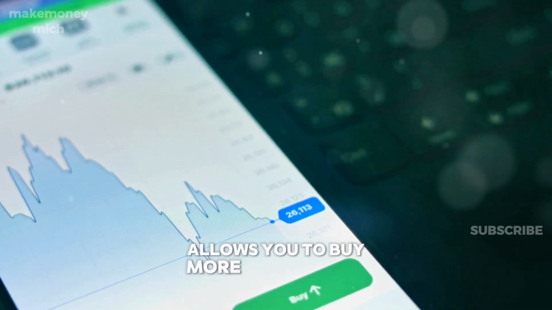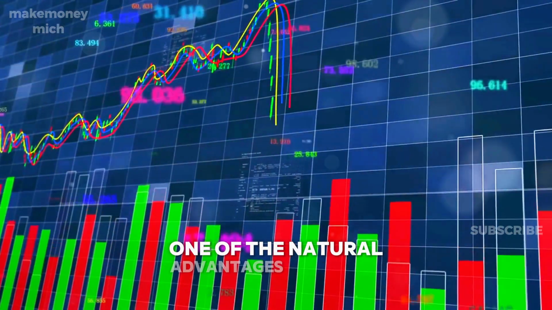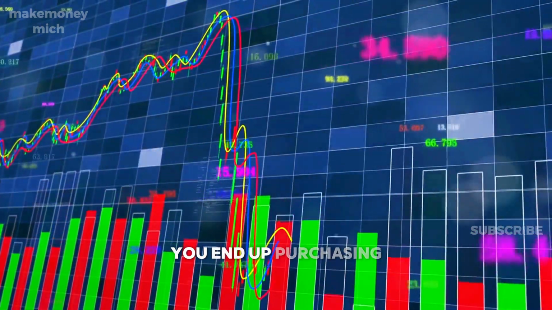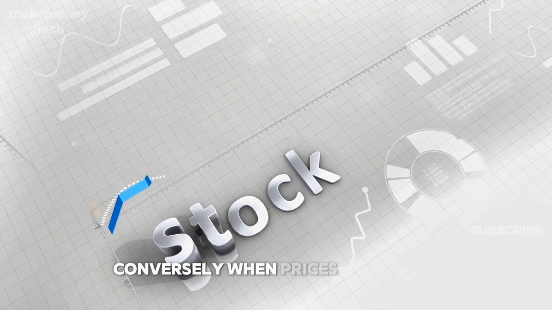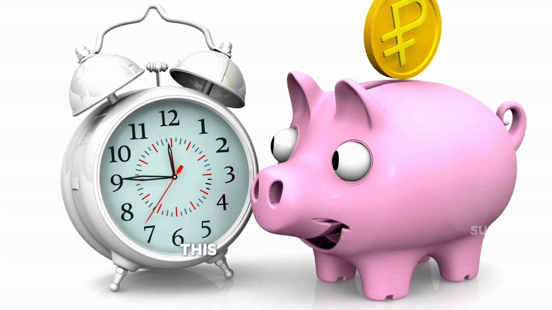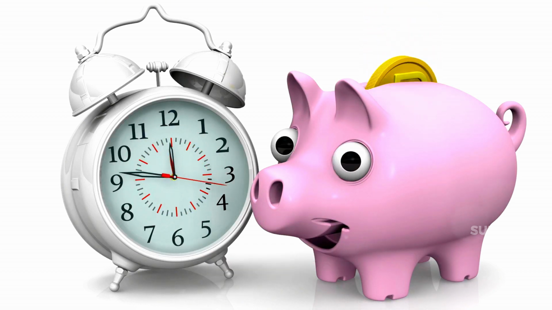Allows you to buy more when prices are low. One of the natural advantages of dollar-cost averaging is that when stock prices are lower, you end up purchasing more shares for the same amount of money. Conversely, when prices are higher, you purchase fewer shares. Over time, this helps lower the average cost of your investments.